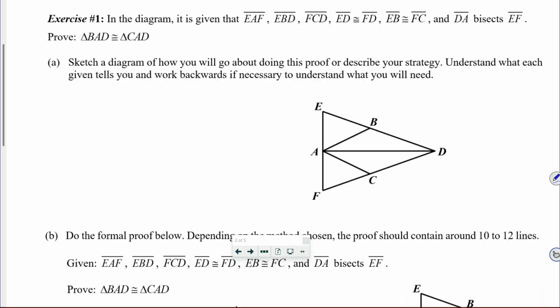In the diagram, it is given that EAF, EBD, FCD are collinear, segment ED is congruent to segment FD, segment EB is congruent to segment FC, and segment DA bisects segment EF. Prove that triangle BAD is congruent to triangle CAD. Letter A. Sketch a diagram of how you will go about doing this proof or describe your strategy. Understand what each given tells you and work backwards if necessary to understand what you will need.